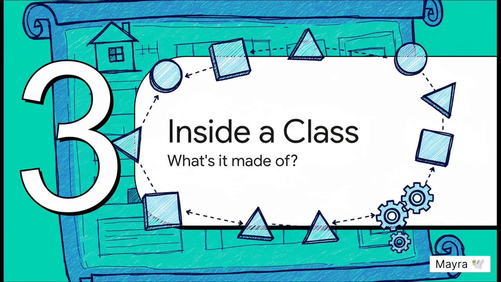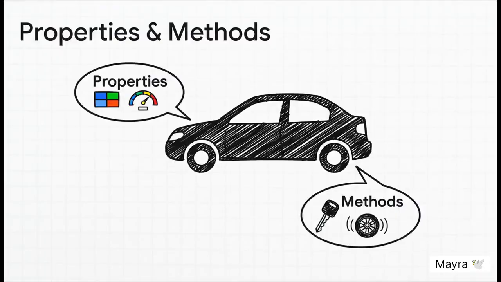So if a class is our blueprint, what kinds of details go inside it? What actually makes up the design? Let's pop the hood and take a look. A class usually has two main parts. First, we have properties. These are just variables that describe the object, like its color. It's the what it is. Then we have methods. These are the actions the object can perform, like a start function to get the engine running. It's the what it does. So properties describe it, and methods give it actions.